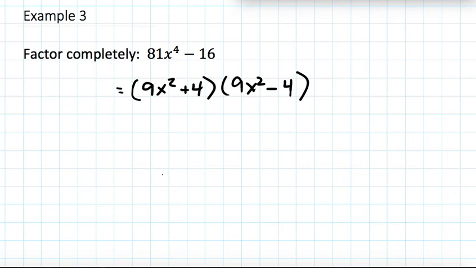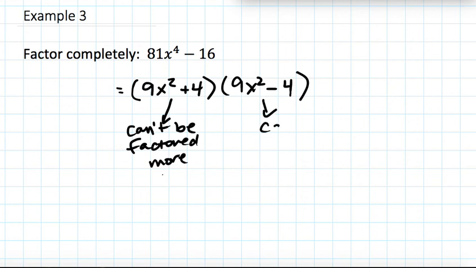However, what happens here is that I get one term that is itself a difference of squares, so it can be factored again. This term with the plus sign can't be factored anymore. There's no GCF, and it's not a difference of squares because it has a plus sign in the middle. However, when I look at 9x squared minus 4, that is itself a difference of squares because 9 and 4 are perfect squares and it has a minus sign in the middle. So this one can be factored more.